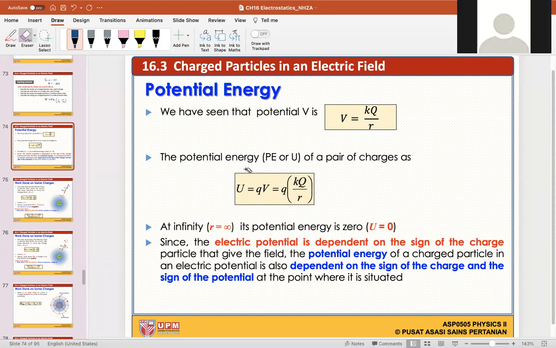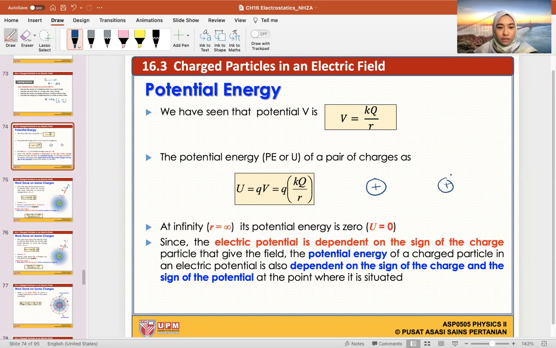the potential energy of a pair of charges. Let's say I have this charge and this charge. I want to know what is the potential energy of these charges. We know that V is related to a source charge. Going closer to the source charge, we go to a higher potential. Going away from the source charge, we go to a lower potential. So V is associated with the source charge.